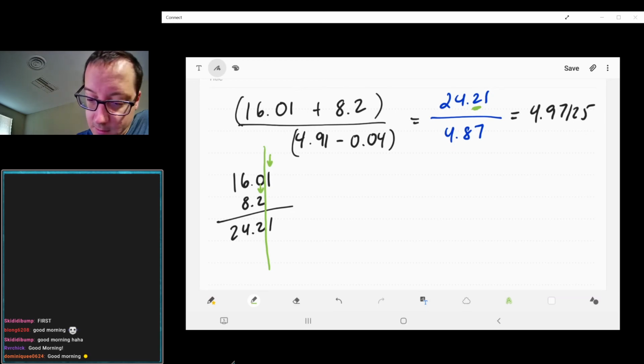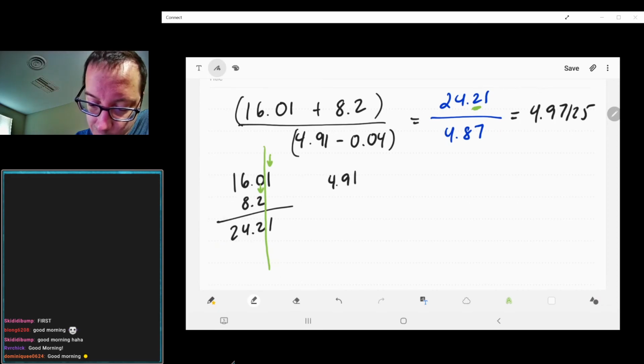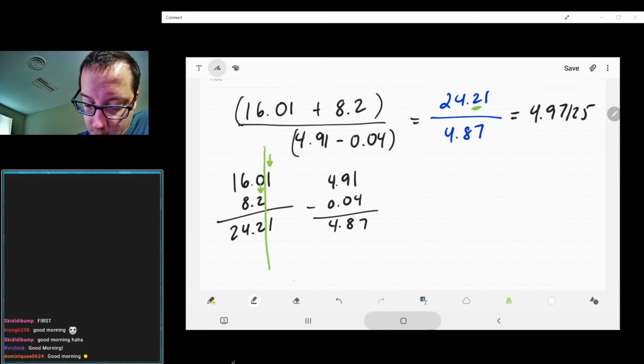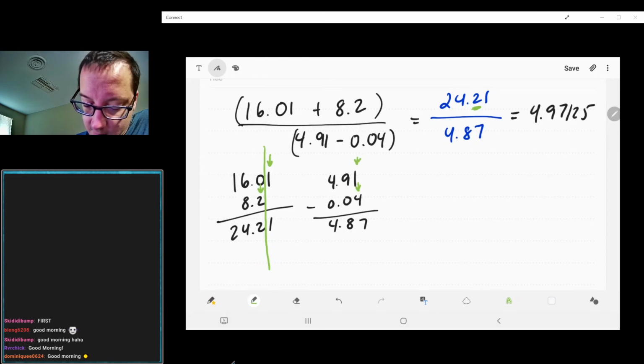With the next one, 4.91 minus 0.04, looks like both of these will have the same spot. So in fact, everything will be significant there. Lucky us. So we don't even have to round, well, I mean, we'll just put it anyway.